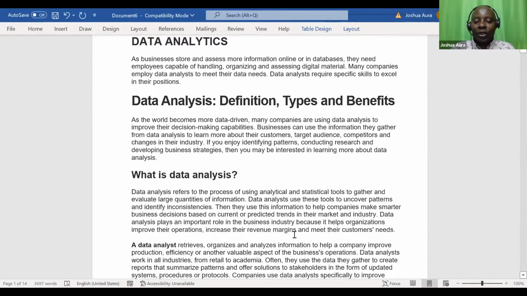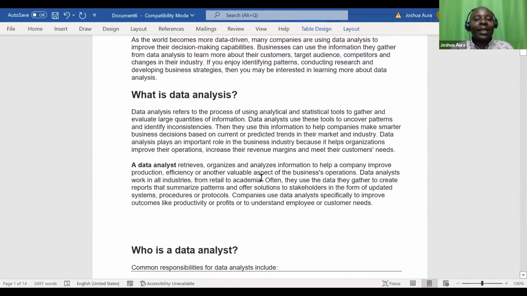A data analyst retrieves, organizes, and analyzes information to help a company improve production, efficiency, or another valuable aspect of the business's operations. Data analysts work in all industries from retail to academia. Often they use the data they gather to create reports that summarize patterns and offer solutions to stakeholders in the form of updated systems, procedures, or protocols. Companies use data analysis specifically to improve outcomes like productivity or profits, or to understand employee or customer needs.